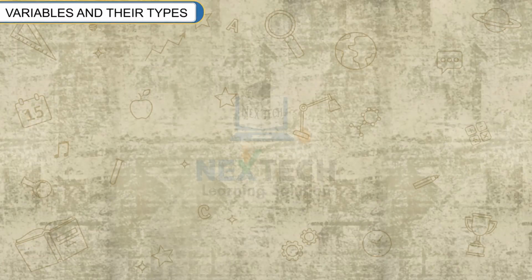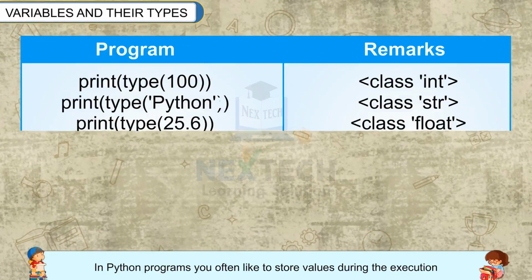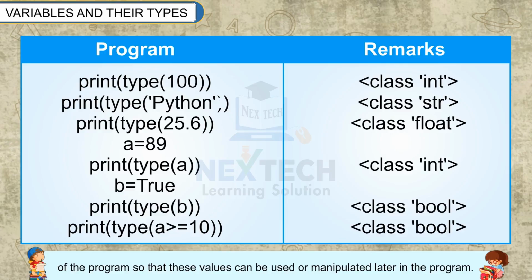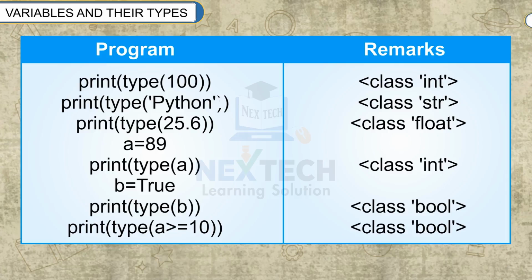Variables and their types. In Python programs, you often like to store values during the execution of the program so that these values can be used or manipulated later in the program. So, a variable is a name which refers to a value in the memory of the computer.